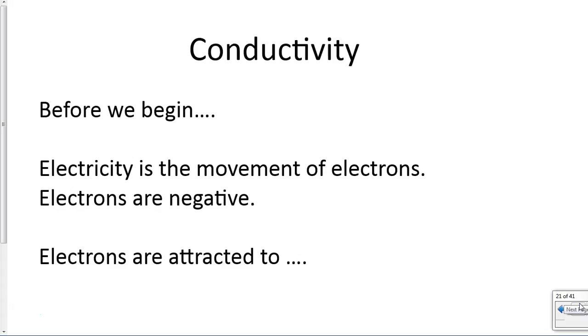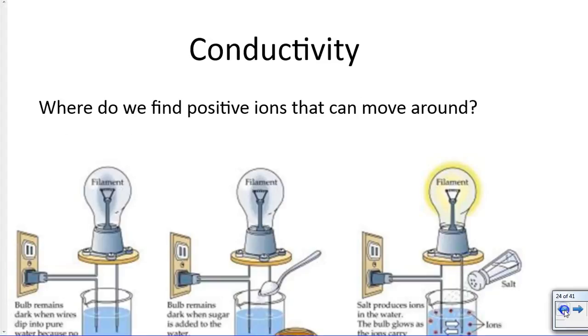And lastly, conductivity. I gotta pass the mic here. Before we get to that, electricity is the movement of electrons from one place to another. Electrons, like we've talked about, are negative. Electrons are attracted to... well, what's not negative? Positive. Yeah, there we go.